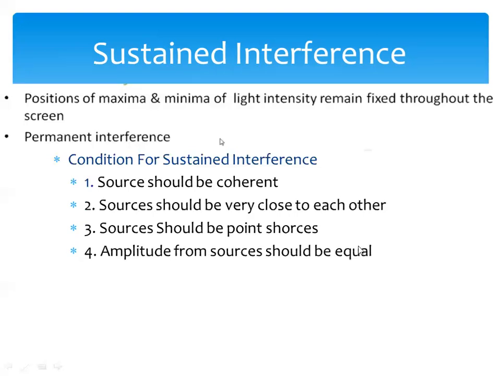The fourth one: the amplitudes from the sources should be equal. Amplitude, we have already discussed, is the maximum displacement from the mean position. The amplitudes from the sources should be equal, and then the interference will be sustained. Those are the four important conditions for sustained interference. Okay, so this theory part is done. Up to this, what are the numericals that we can see? That is what we are going to discuss next.